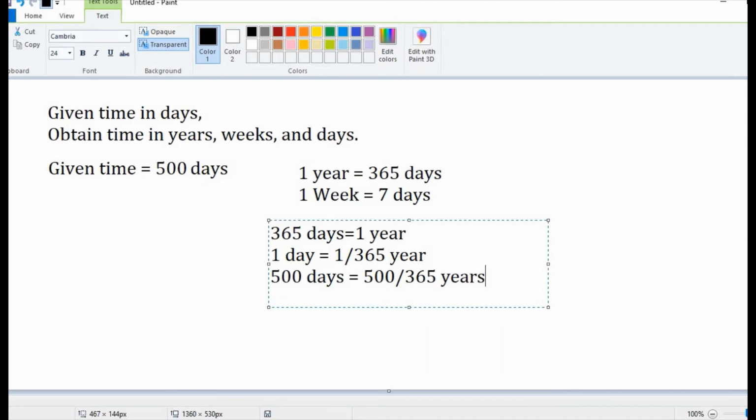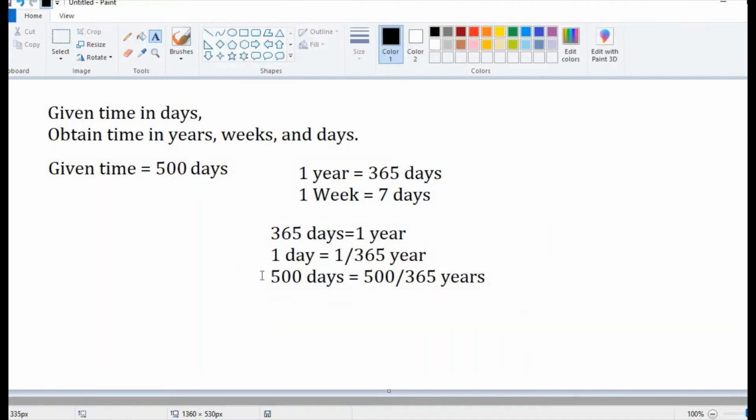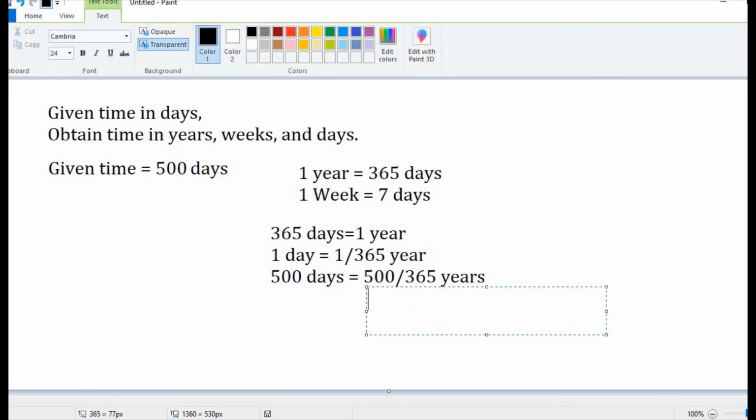Okay, now when you divide 500 by 365, you are going to obtain a remainder as well. It could be 0 or non-zero, right? And there would be a quotient as well, right? So the quotient would be the year. This is very obvious. And the remainder actually represents the remaining number of days. Okay, so out of those days, we are going to find weeks, right?